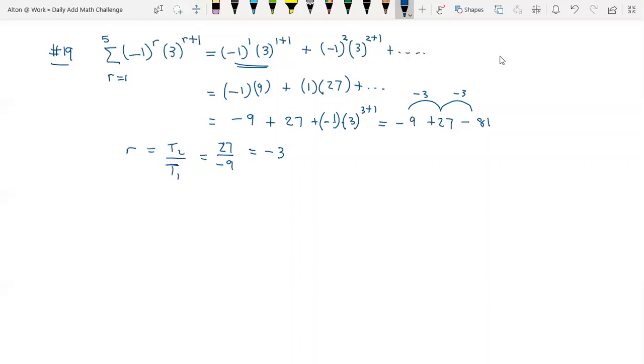So if we need to find the sum of the first 5 terms, let us go back to the formula for the sum of n terms of a geometric progression, which is given on your formula page. Let's write it down. The sum of n terms is a open brackets r to the n minus 1, divided by r take away 1.